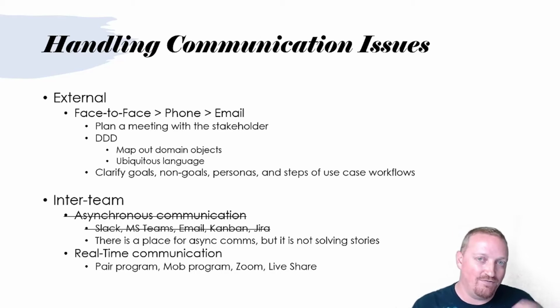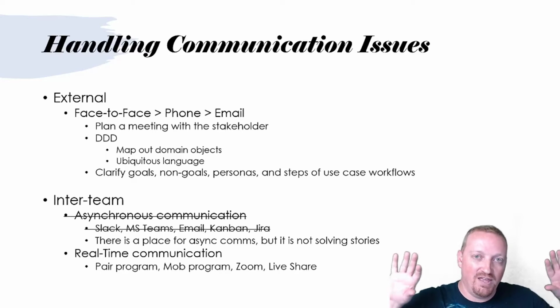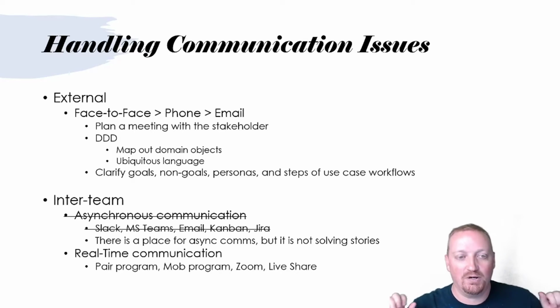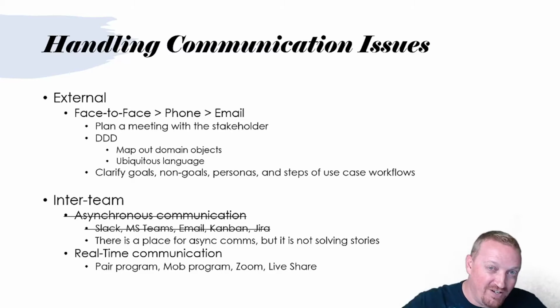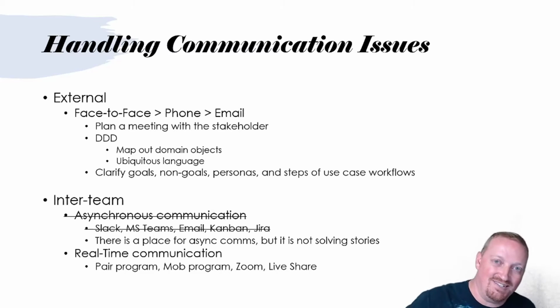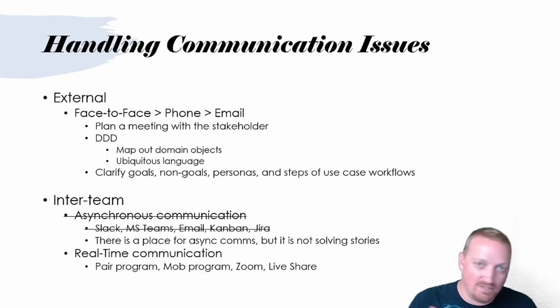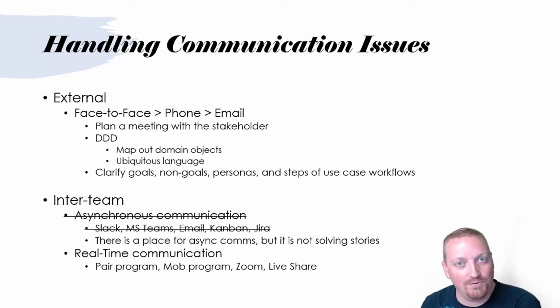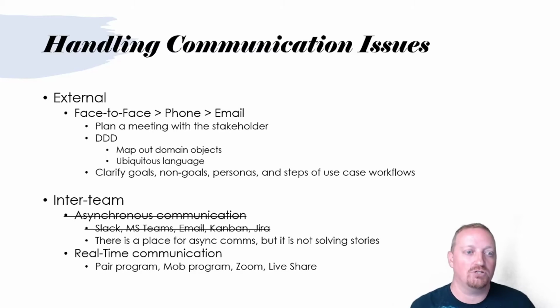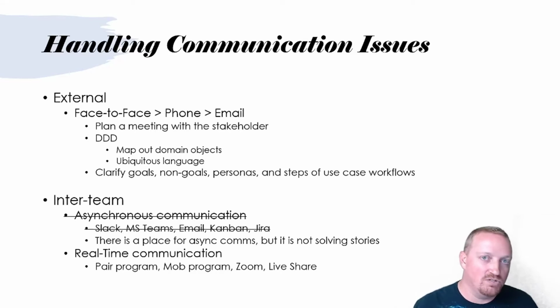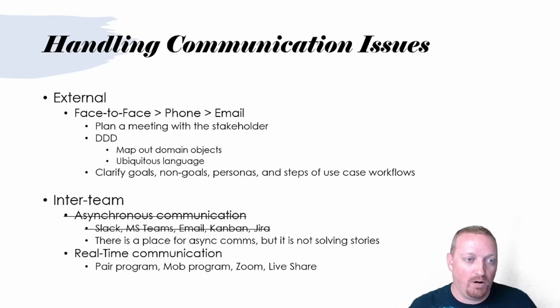And that could be somebody completely external to the company, to the organization. But also we have this inter-team, right? So if we're dealing with external people outside of the organization, we want to try to plan face-to-face meetings, and we kind of put those meetings on the docket instead of the stories. So we move, similar to spikes, we move the stories to the next iteration, and we plan a meeting during this iteration. And when you're doing those communications with those external parties, you're trying to get clarity on the goals, the non-goals, the personas, and the steps that are involved in the use case workflow.